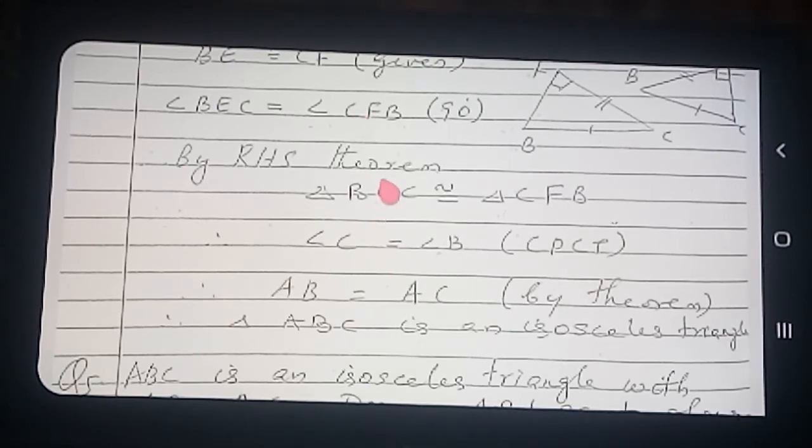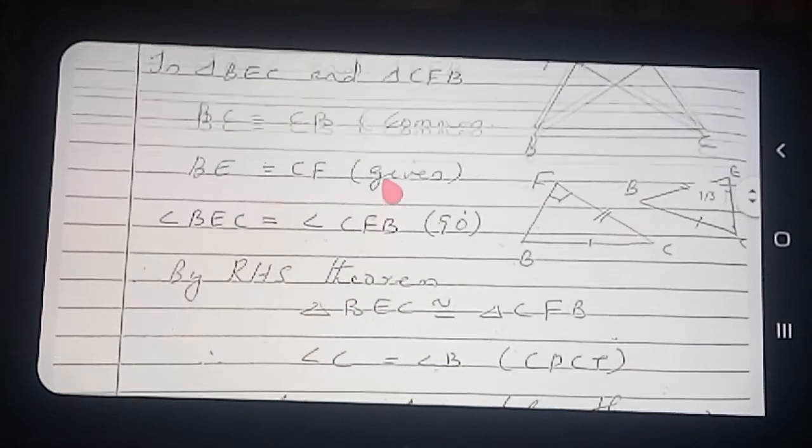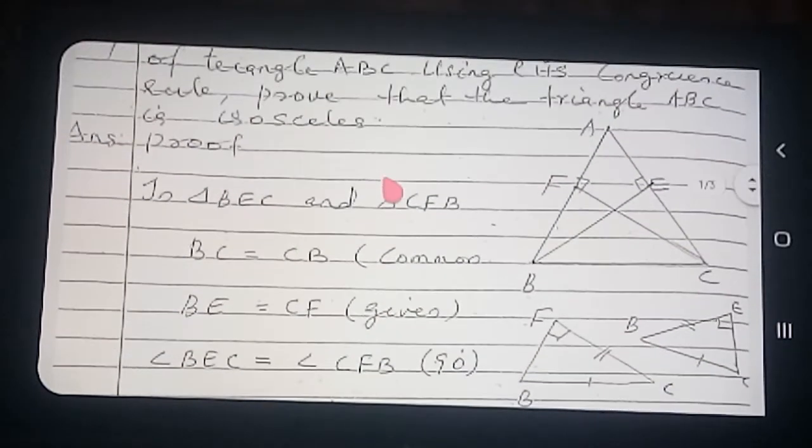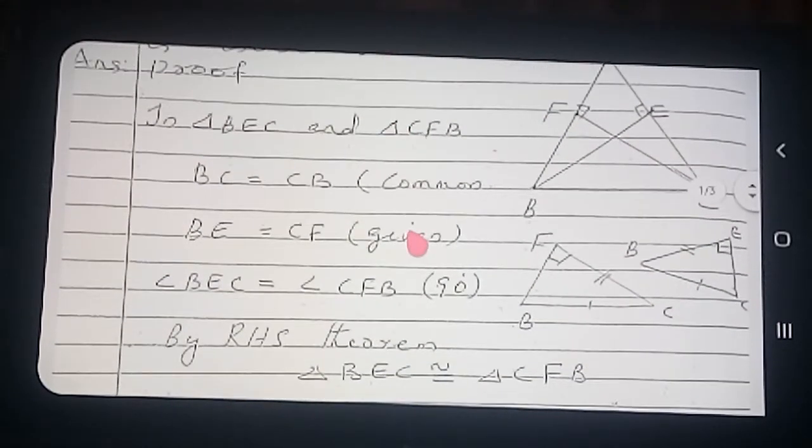Okay students, is it clear now? These are very simple riders. Go through it one time and copy it.